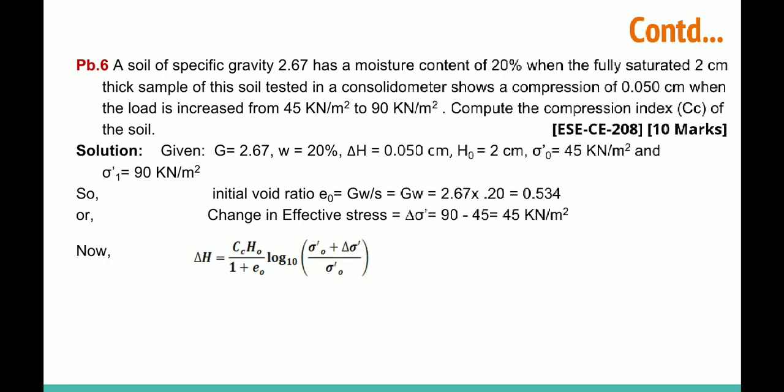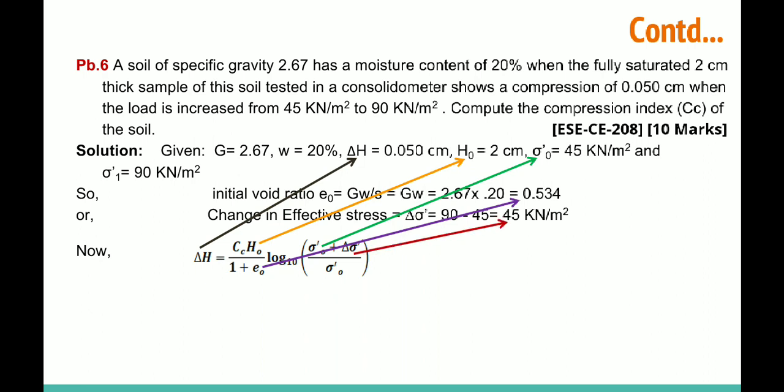So now we have the settlement, the delta H value, the Cc value, the H naught value of 2 centimeter, the e naught value, the initial effective stress, and the change. By putting all these values in, we can calculate the Cc, and we get 0.1274.